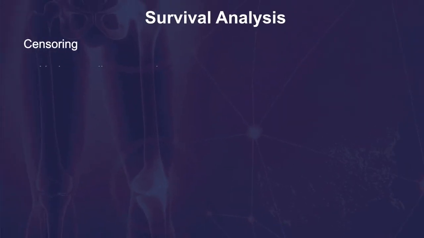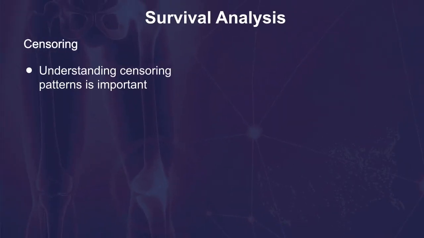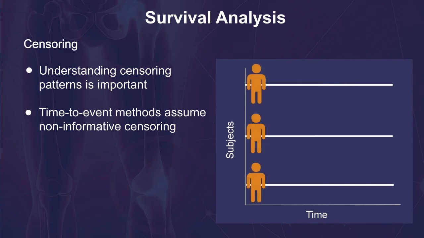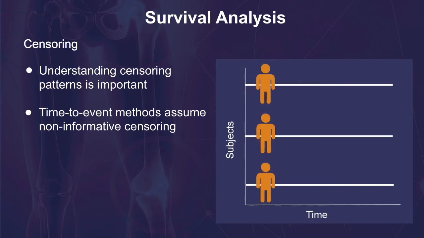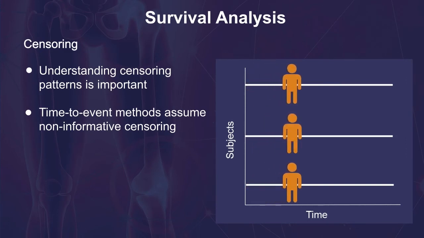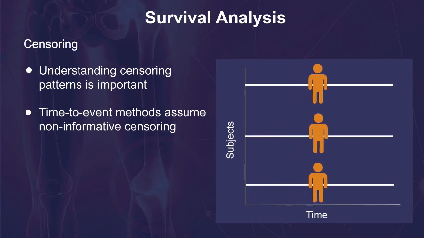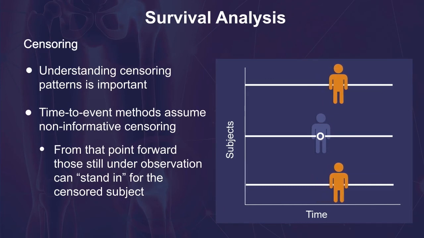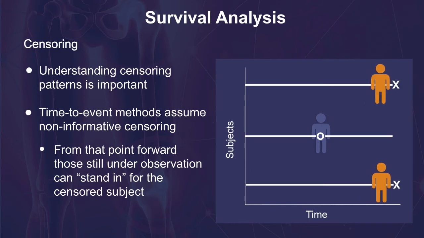It's important to understand censoring patterns to avoid potential bias in a study. Most of the time-to-event methods assume non-informative censoring. So when someone is censored, the idea is that patients remaining under observation at that time could stand in for the censored subject from that time forward. You expect that if you were able to follow the censored person longer, what would happen to them is similar to what actually happened to the people that you were able to follow longer.